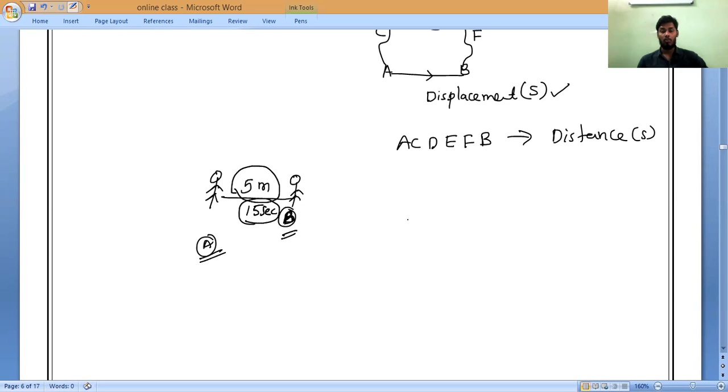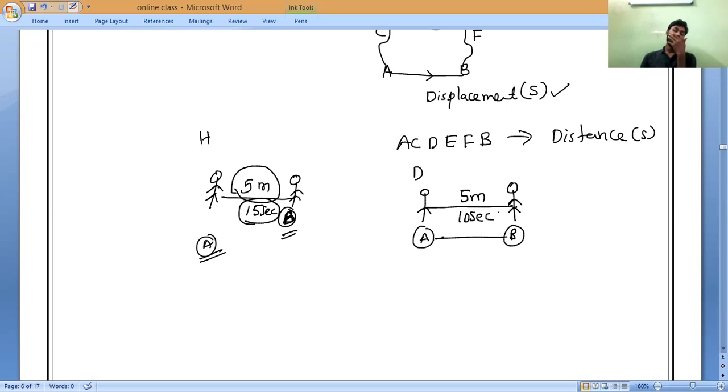Understand everybody? Now, let me take the same A to B. Now I asked Danishkar to move. This is Harish and this is Danishkar. Danishkar reached from A to B. Again, what is the distance, guys? Same 5 meter distance. Let me imagine he took 10 seconds. This is the time taken by Danishkar for this distance.